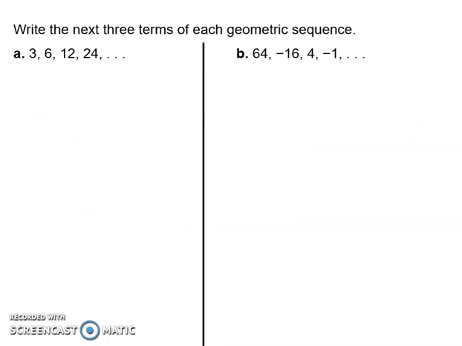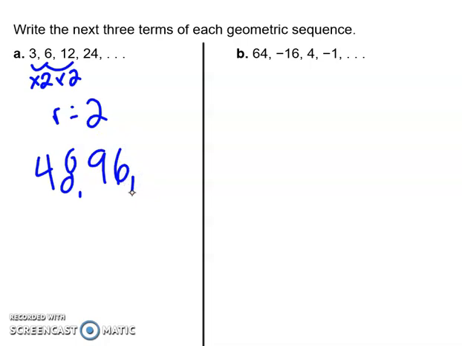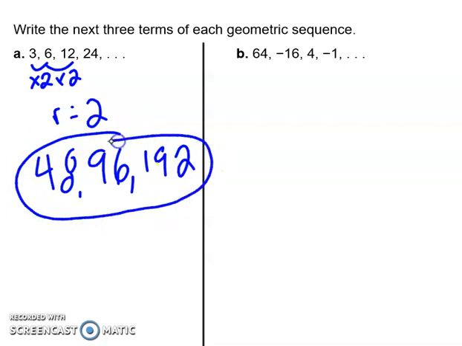Write the next 3 terms of each geometric sequence. So the first thing you want to do with these is you want to establish what that common ratio is. What is that r? So if I'm going from 3 to 6, I multiply by 2. 6 to 12, I multiply by 2. So r is going to be equal to 2. So that means I take 24, I double it, I get 48. I take 48, I double that, I get 96. I take 96, I double that, I get 192. Those are the next 3 terms of that geometric sequence.